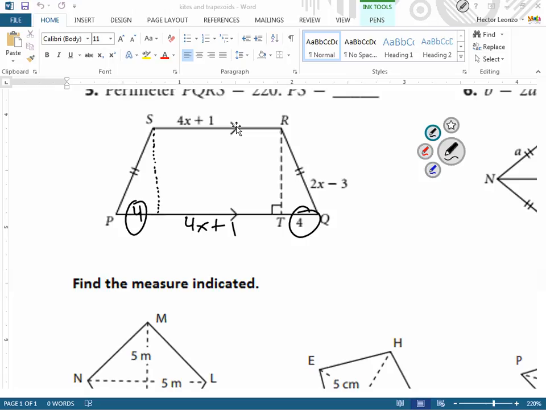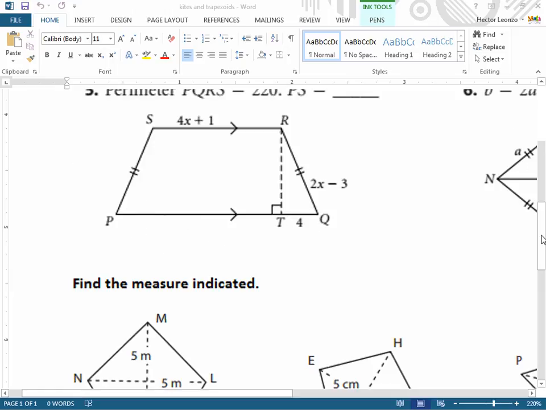And isn't this side also equal to 2x minus 3? This side right here, good. This side right here is 2x minus 3 because it's an isosceles trapezoid. I see the two slashes on each side. So just to help you guys a little, the whole bottom base is 4x plus 9, because it's 4x plus 1 plus the 4 on each side. The whole thing, all the way from P to Q, is 4x plus 9. Right? Okay.